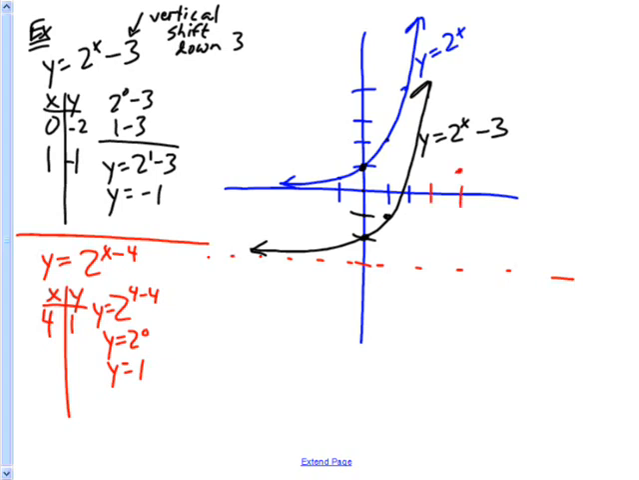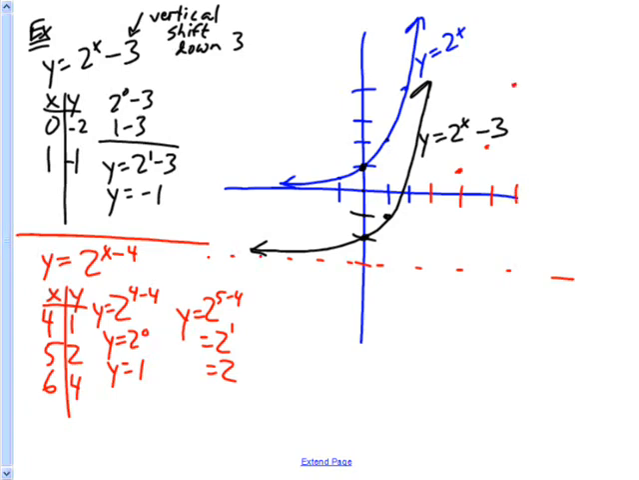Let's go to the right a couple. How about 5? How about 6? So 2 to the 5 minus 4. That's 2 to the 1. So 5 comma 2. For 6, y equals 2 to the 6 minus 4, so y equals 2 squared, which is 4. 6 comma 4.